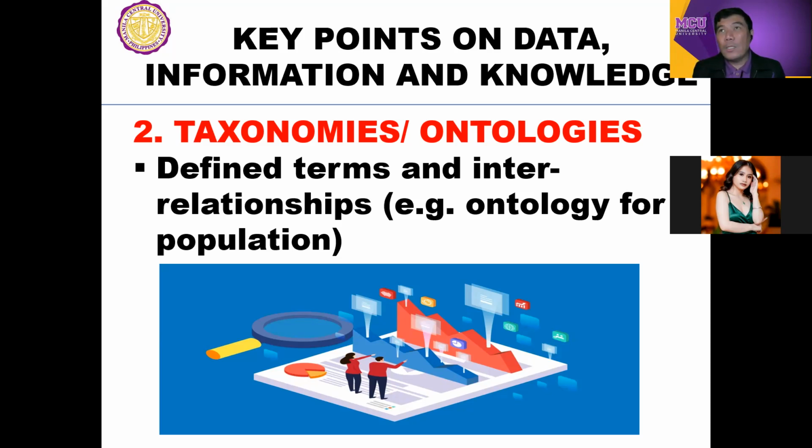Example, when we say stroke or cerebrovascular accident, obviously it affects blood vessels and brain. And brain is part of the central nervous system. So we can connect yung taxonomy. So we can expound. Yun yung tinatawag natin taxonomies or ontologies.